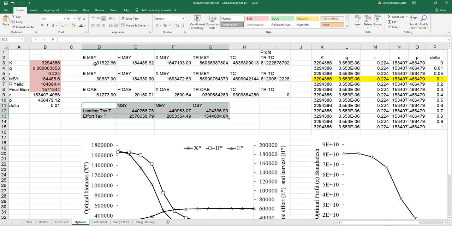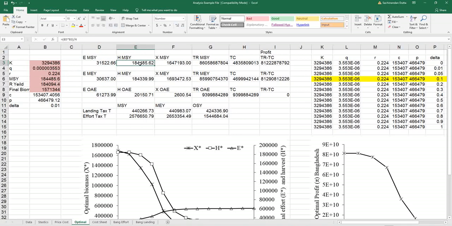So effort MSY is very easy. Effort MSY is basically an equation; all the equations I will send to you, no problem. Effort MSY comes from the biological parameters: it is r by 2q, that is, r divided by 2 times q. So that is the effort MSY.